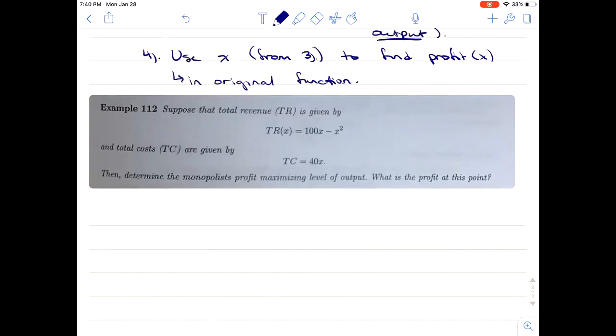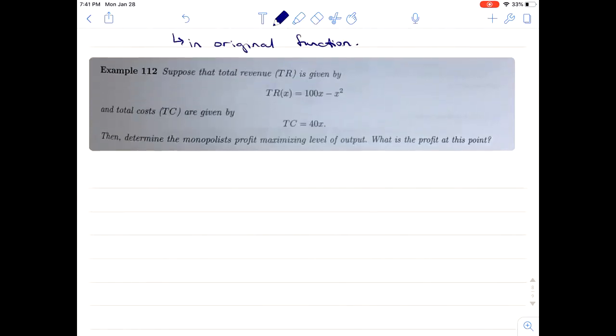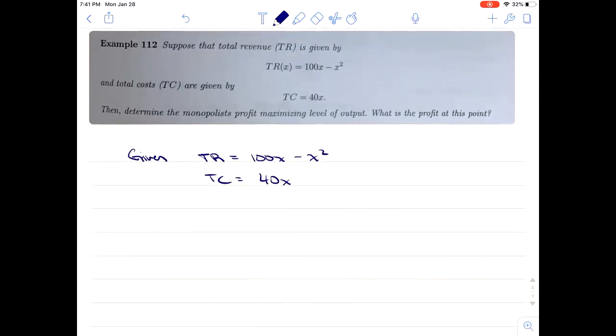So I'm kind of guiding you through it. Right. Part B, what's the maximized profit? Right. So what we're about to do is very, very similar to question 4 on the practice test. So here's what we're given, that the total revenue is 100x minus x squared, and the total cost is 40x. I'll say find profit of x. That's kind of your first step.